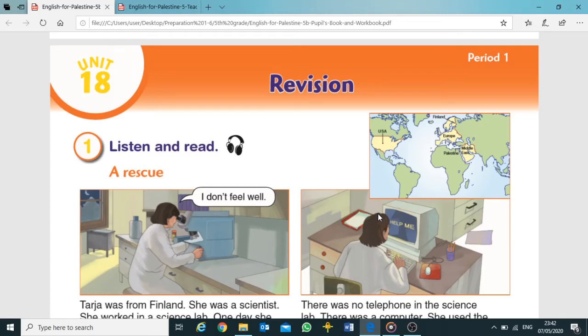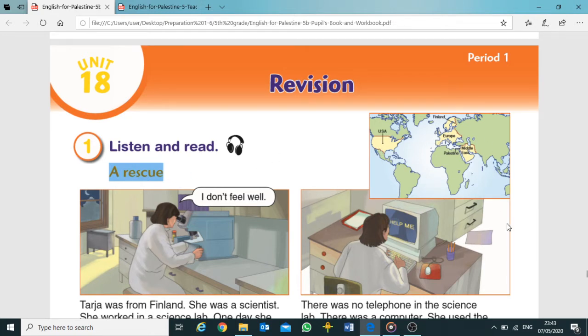Hope you are well. Today inshallah we are going to start with the final unit in our English book, Unit 18, Period 1 Revision, Muraja. And in this unit we are going to talk about a story, عن قصة, and the name of the story is A Rescue, اللي هي إنقاذ. Okay. Before we start the story, let's look at this photo.